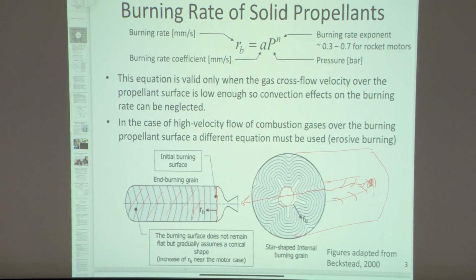So I will have a cross flow. And the question is, how large is that cross flow? Is it going to change with time? Because eventually I'm going to be burning this grain out, and the cross-sectional area is going to get larger and larger. So my overall Reynolds number is going to change inside the motor.